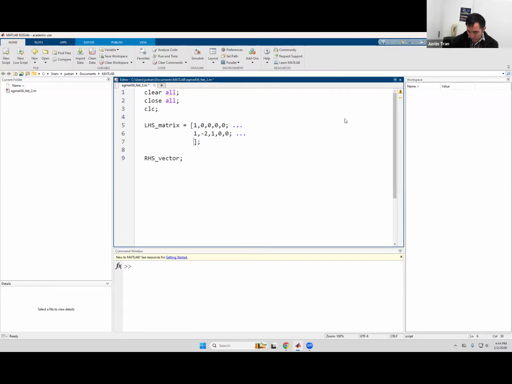Next row in the matrix is 0, 1, -2, 1, 0. Semicolon, dot, dot, dot. Next row, 0, 0, 1, -2, 1. Semicolon, dot, dot, dot. And then the last row in the matrix is going to be 0, 0, 0, -1, 1. Okay, so that is our left-hand side matrix. That's all the coefficients that we derived. All right, any questions on that?